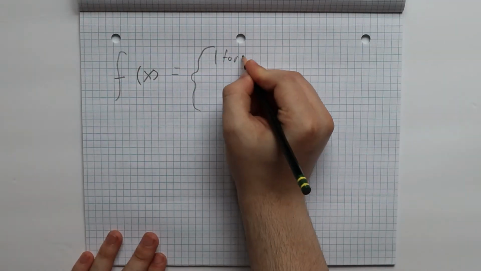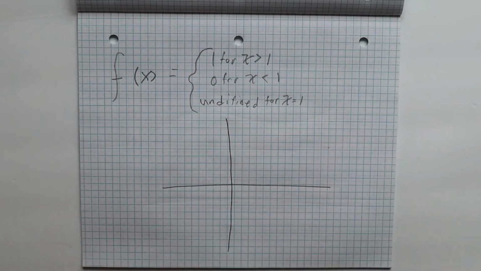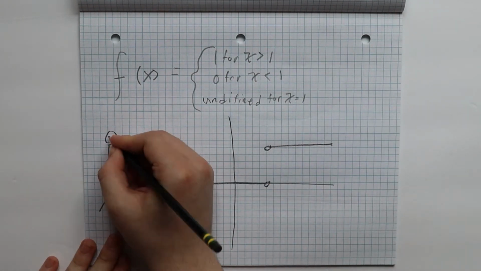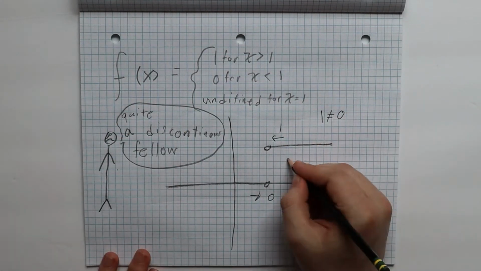The reason we approach from both sides is just in case we run into a discontinuity like this. The limit at 1 from the positive side is 1, but from the negative side is 0. In this case, the limit at 1 does not exist.